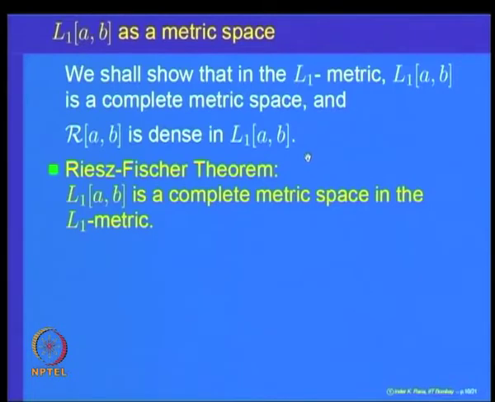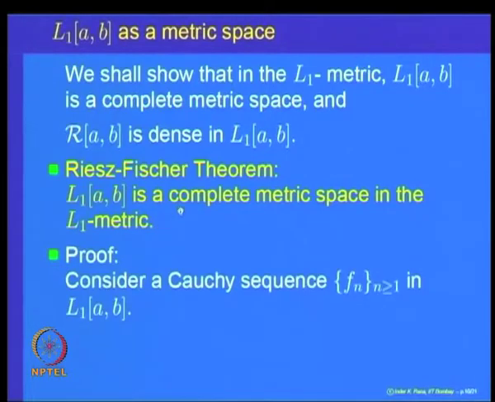The completeness part is called the Riesz-Fischer theorem. The Riesz-Fischer theorem states that L1[a,b] is a complete metric space in the L1 metric. So, let us look at a proof of this. To prove that it is a complete metric space, what do we have to show? We have to show that every Cauchy sequence f_n in L1[a,b] converges to a point in L1[a,b].